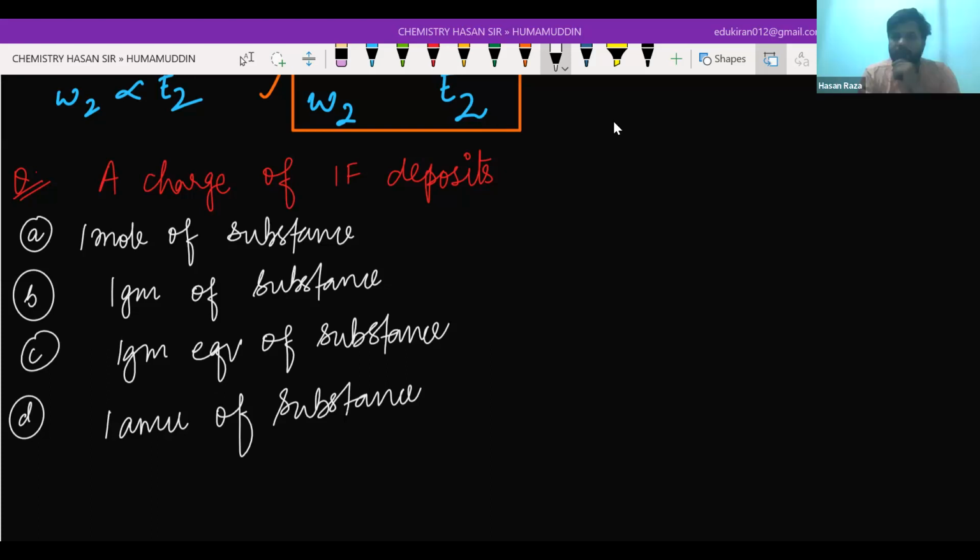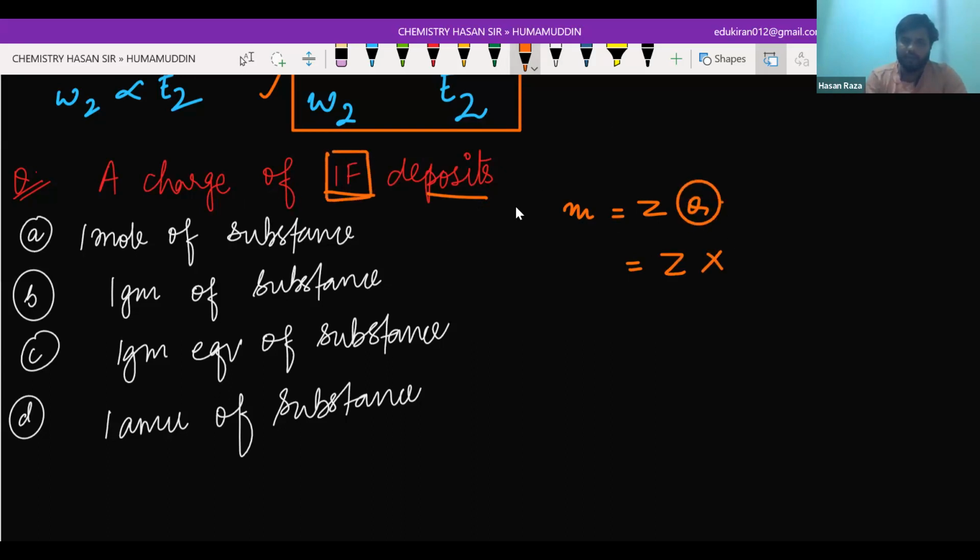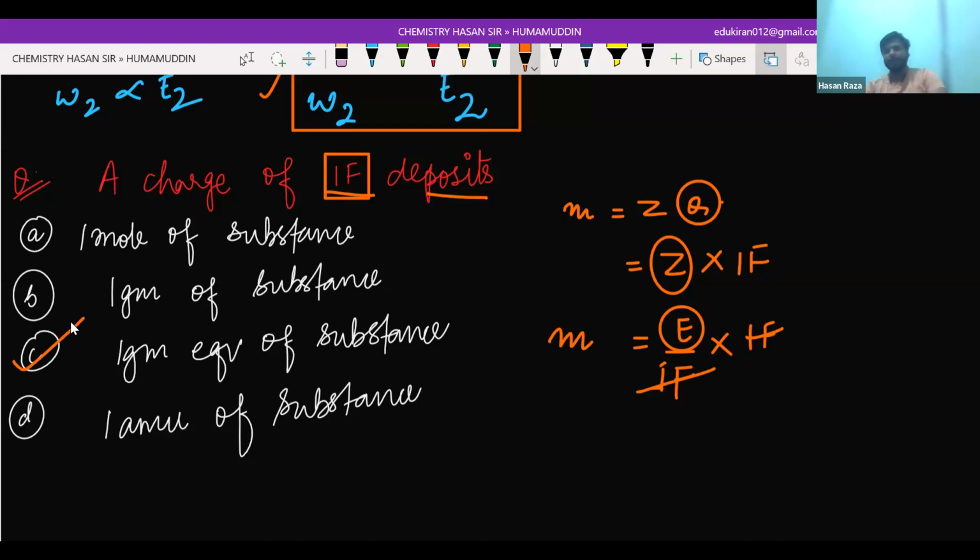Yes, it is. So I'm going to explain this. This is very easy. You can see a charge of 1 Faraday deposits how much mole of substance? You know that M is equal to Z into Q, right? Now Q is given as 1 Faraday, and Z is equal to E upon 1 Faraday. So you can see this 1 Faraday and that 1 Faraday will be cancelled. So mass deposited will be equal to equivalent weight. So it is 1 gram equivalent of substance, we can say.